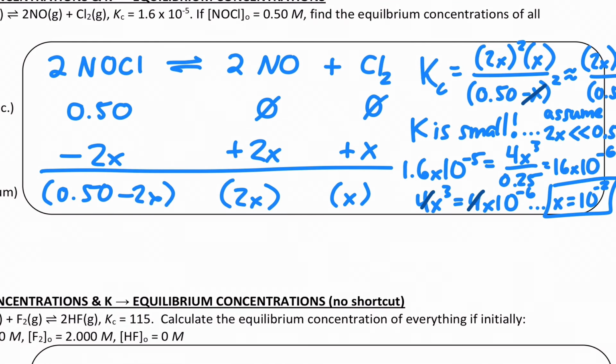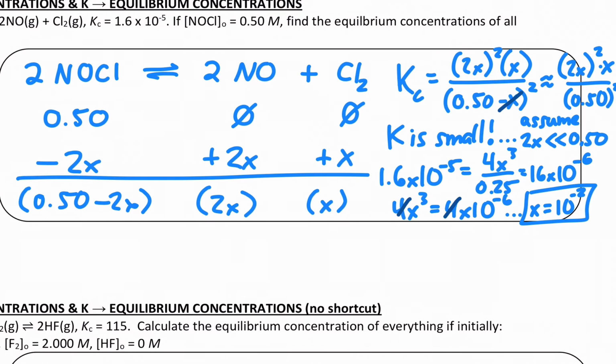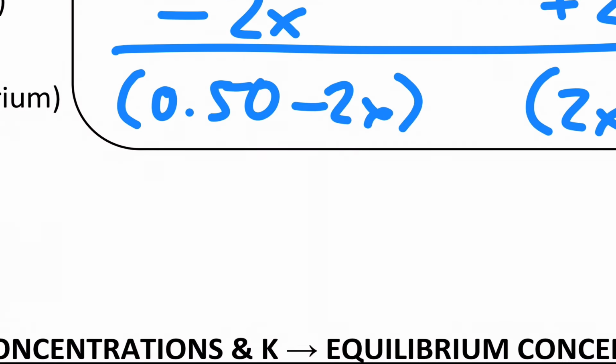We haven't actually finished answering the question. The question wants the equilibrium concentrations of everything, and x is just what the Cl2 is equal to. I want these other two things as well, so I'm going to write those down below. It's concentrations. Remember, these already are concentrations, because we started with using concentrations.